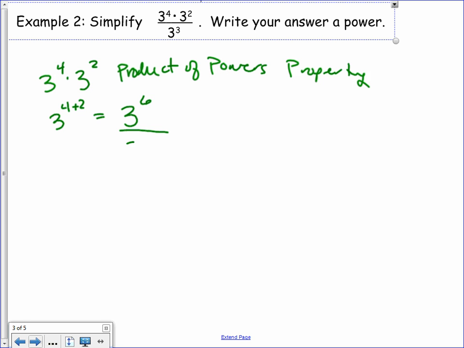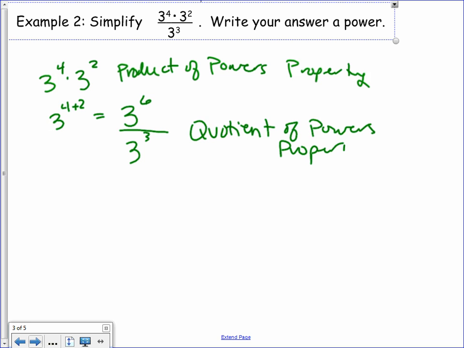So now we have 3 to the 6th power divided by 3 to the 3rd power. Now we can use the quotient of powers property, and we're going to subtract the exponents. That's going to equal 3 to the 3rd power. We're keeping our answers as a power, so we do not have to evaluate that as 27.